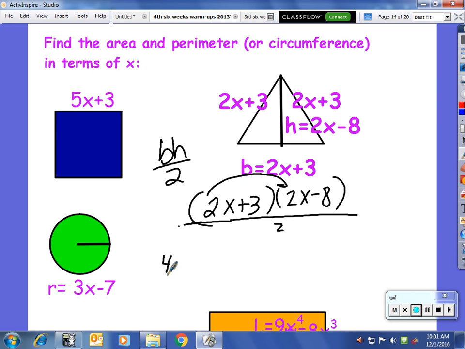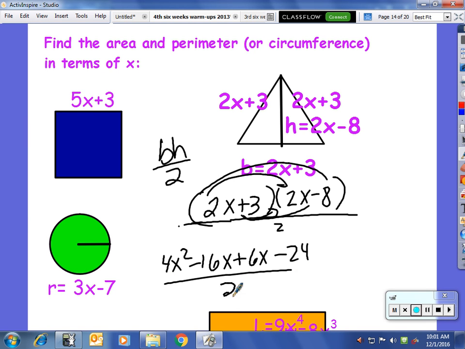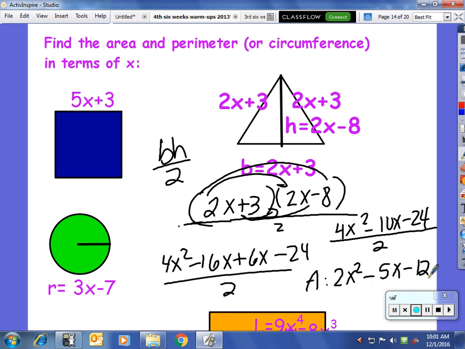That's going to give us 4x squared minus 16x plus 6x and then minus 24. And we've got to divide that by 2, don't forget. Well, that's 4x squared minus 10x minus 24. Now I've got to divide all those coefficients by 2. So my final answer for area here is 2x squared minus 5x minus 12. That's what you should have for the area of that triangle.